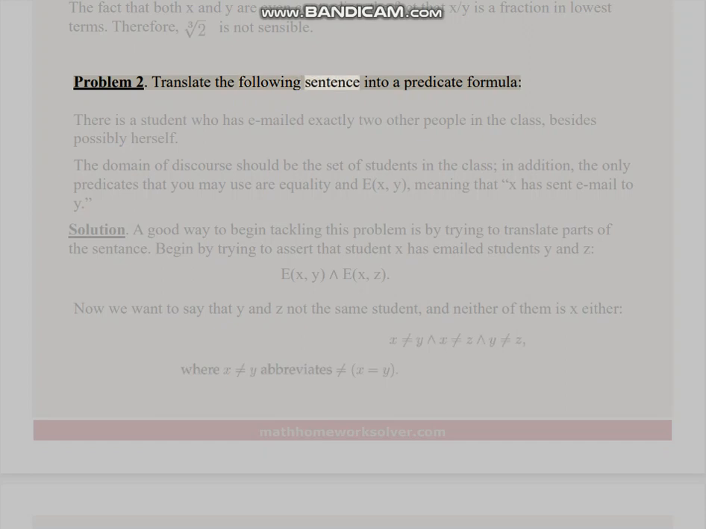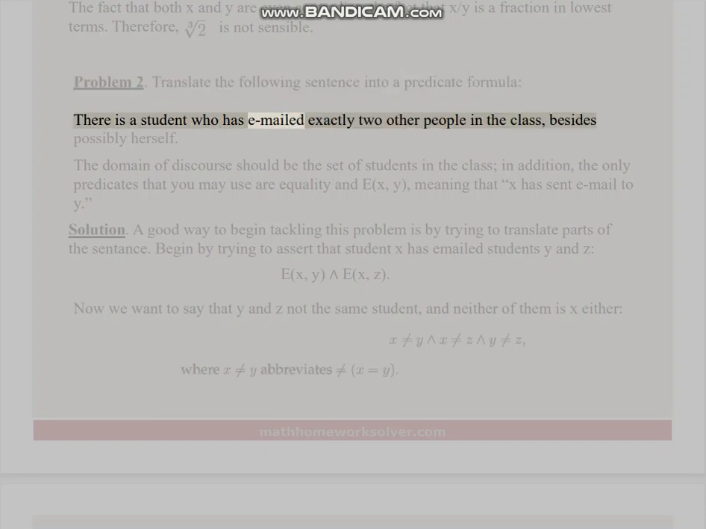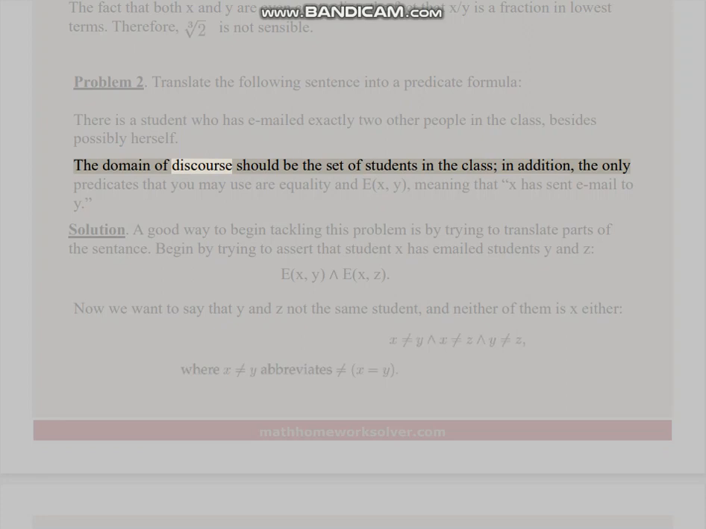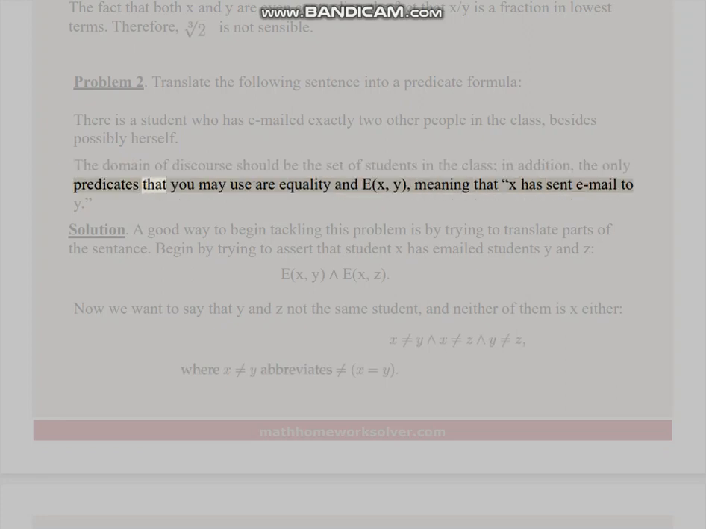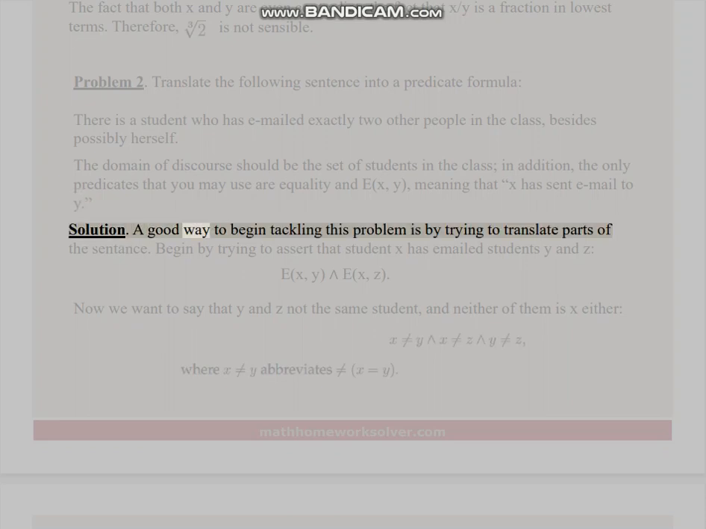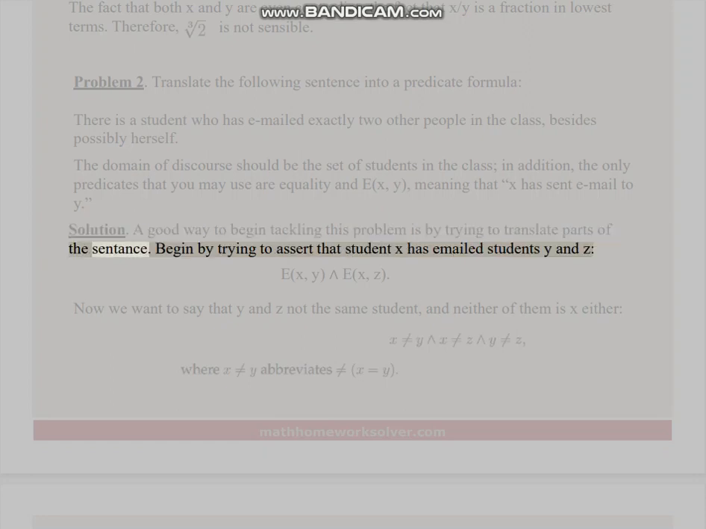Translate the following sentence into a predicate formula. There is a student who has emailed exactly 2 other people in the class, besides possibly herself. The domain of discourse should be the set of students in the class. In addition, the only predicates that you may use are equality and E(x, y), meaning that x has sent email to y. Solution. A good way to begin tackling this problem is by trying to translate parts of the sentence.